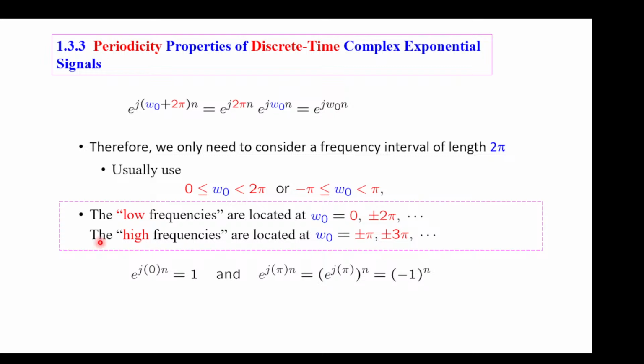High frequency means that the signal keeps flipping up and down, up and down. The highest frequency signal is e to the j pi n. A low frequency signal has omega naught around 0, so your signal is just like a constant. The high frequency signal is e to the j pi n, which is minus 1 to the n, so your signal keeps flipping up and down, and that's the highest frequency possible.